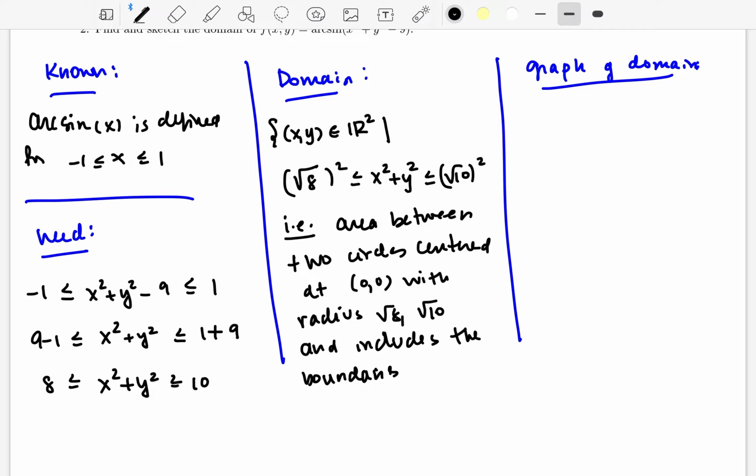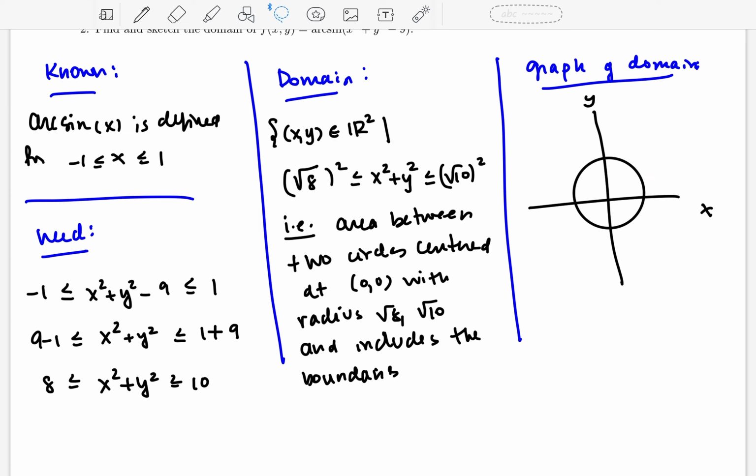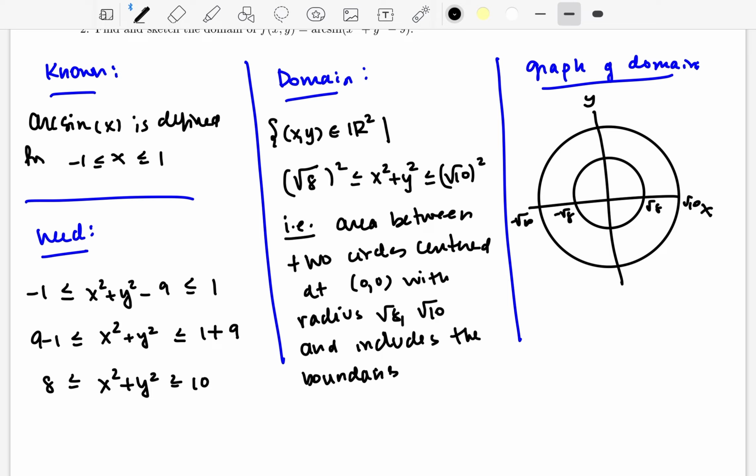All right, so let's see. Graphically speaking, I'm gonna do what I did before. So this is x, this is y. I'm gonna draw a little circle. This is one circle. I'm gonna make that the one with radius root of 8, and then I have another circle. I'm gonna make that one the one with radius root of 10. So this is root of 8, this is root of 10, and then this is negative root of 8, and this is negative root of 10, and my domain is the area in between the two circles.